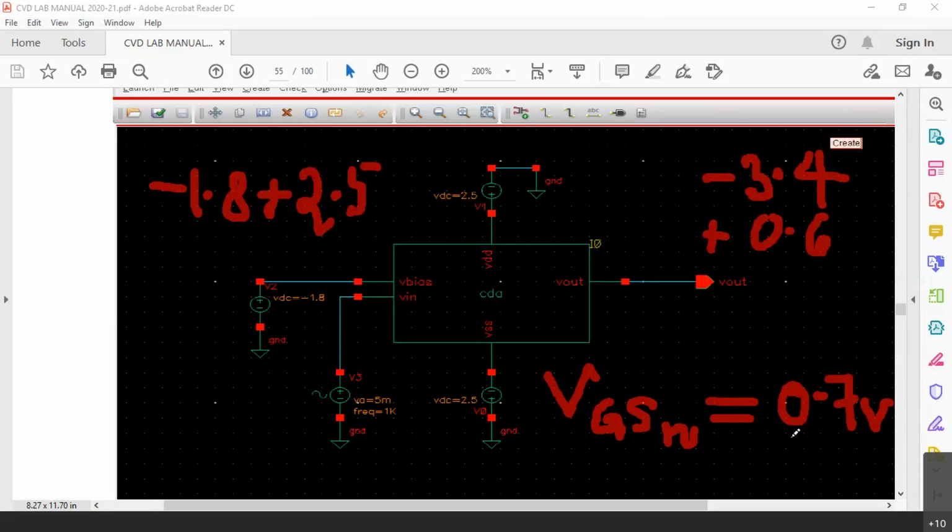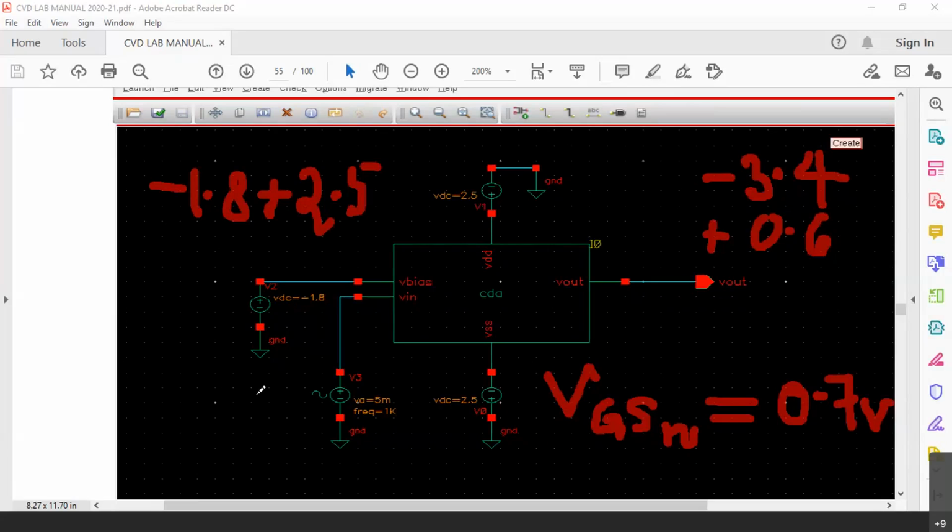It is a coincidence that we are getting the BJT's VBE here. It is just a coincidence. Otherwise, you know that MOSFETs always have a threshold voltage. The threshold voltage for the N MOSFET has to be positive. For the P MOSFET, it has to be negative. In our earlier experiment, we had seen that the VGSP was negative.